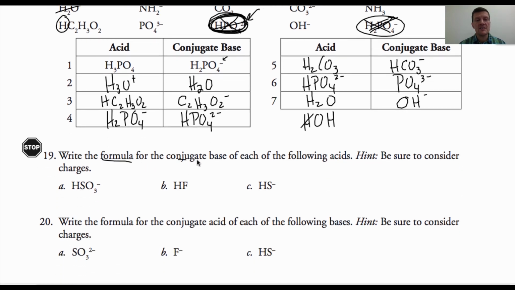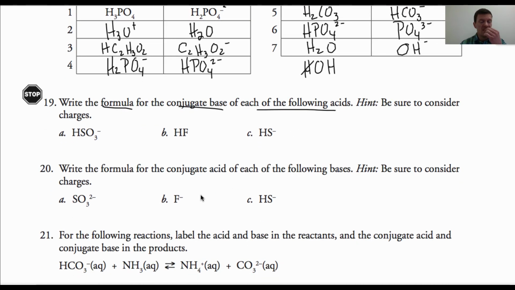Write the formula for the conjugate base of each of the following acids. Be sure to consider charges. Don't forget, the number of H's is going to drop by 1, and the charge is going to drop by 1. There, it's that simple. Okay? I was making it so complicated before.